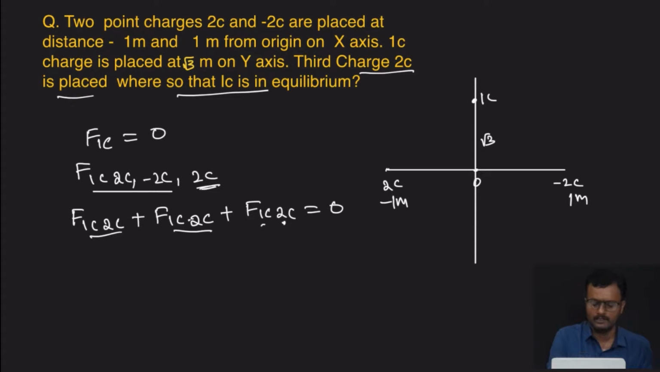We know the exact positions of the first charges, but not of the third 2C. So to find the distance, first find the force between 1C and 2C. This is exactly equivalent to the opposite of the resultant of these two forces.